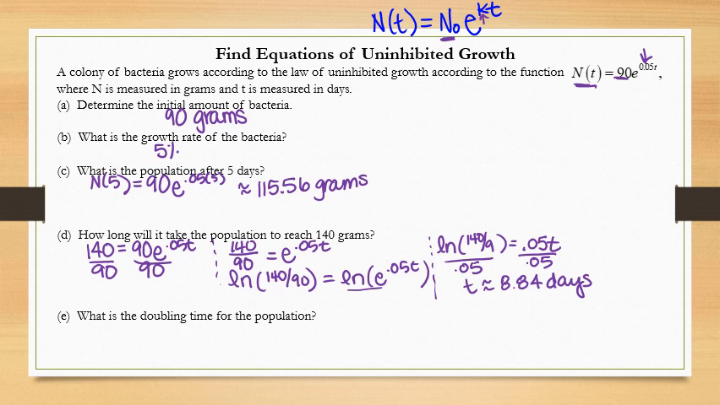What is the doubling time for the population? So doubling time means how long does it take for the population to double in size. So the initial population was 90. So if we double 90, 2 times 90 is going to give us 180 for that end amount. So essentially, what I'm doing is I'm solving for this equation. So again, I want to isolate the exponential piece. So divide both sides by 90.